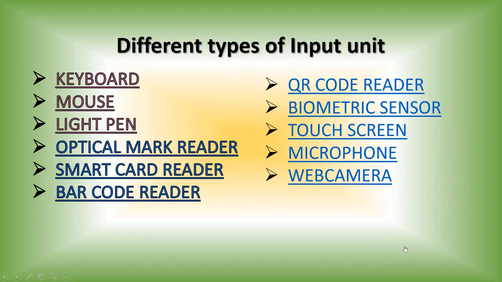Now we can see what the next type of input device is. The next type of input device is the optical mark reader, OMR. When I say OMR, you can identify the OMR sheet. You used it in your board exam, the front page of your answer sheet. You fill certain circles there. After writing your register number, below it there are certain circles. You will darken those circles depending upon the digits of your register number. So OMR means optical mark reader.